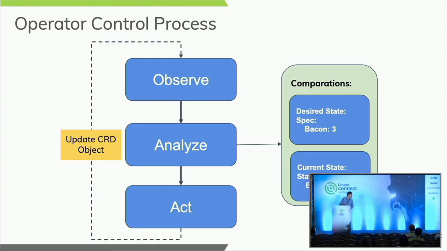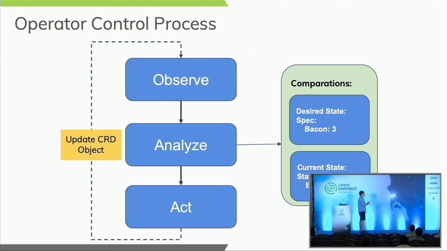Here's the control process of an operator. It is very simple and has just 3 parts. First is observe. Observe means it has watched a CRD object change from the API server. And after it observes these things, it will analyze.